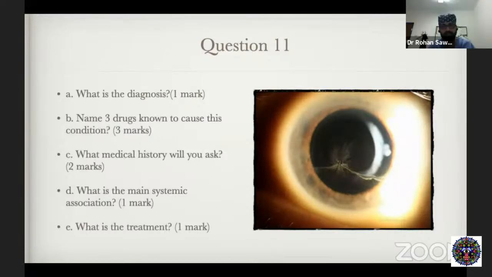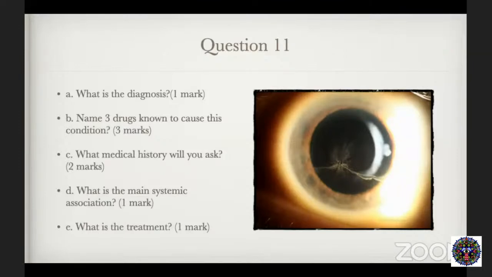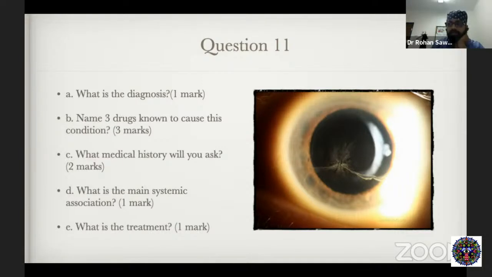What medical history will you ask? For example, if someone is taking tamoxifen, you'll ask a history of breast cancer, likely female. Amiodarone, you'll ask for a history of cardiac disease. The patient is taking chloroquine, you ask for a history of connective tissue disease. Chlorpromazine, you'll ask for a history of psychiatric conditions. And indomethacin, very commonly used for arthritis, can also cause this.